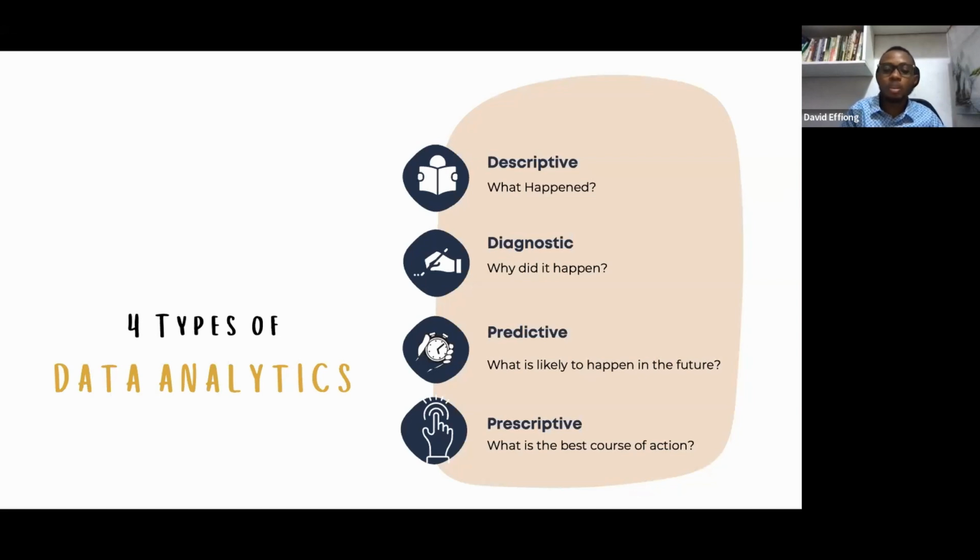Now you try to predict, okay, what's going to happen in the next 3 months? Will that be the same customer trends? Will customer trend change in the next 3 months? If customer trend will not change, okay, what do we do? Should we improve product A? Should we bring more salespeople to sell product A better? Should we close down product B? Those are the kind of things that eventually come out from prescriptive analytics, because you try to answer what is the best course of action from your analysis.